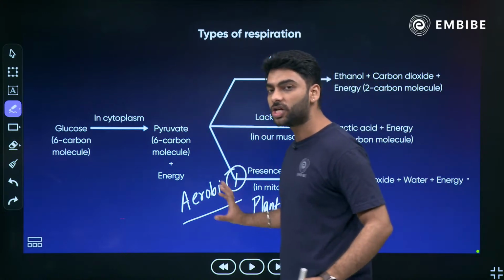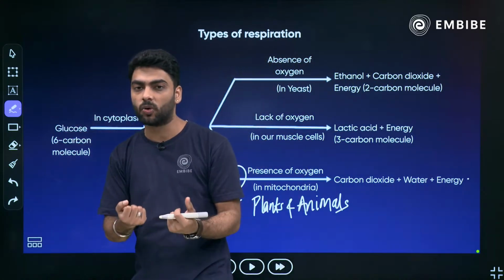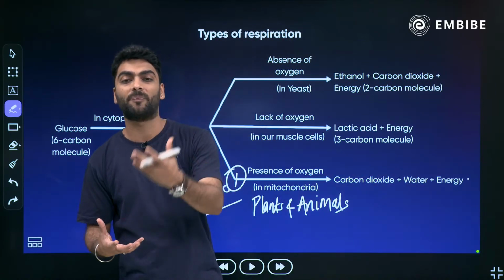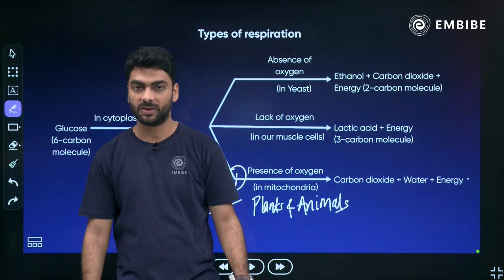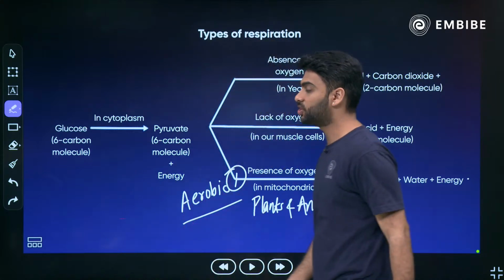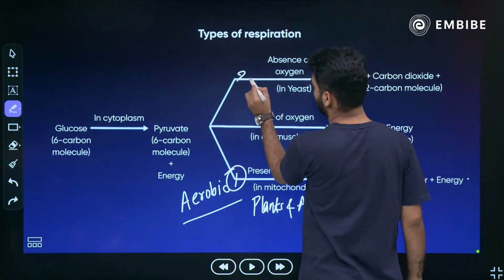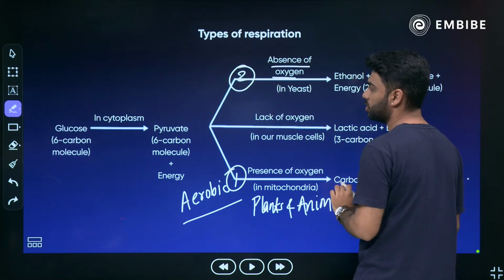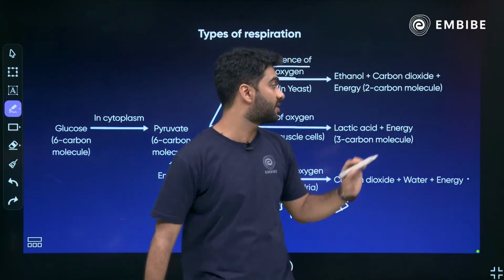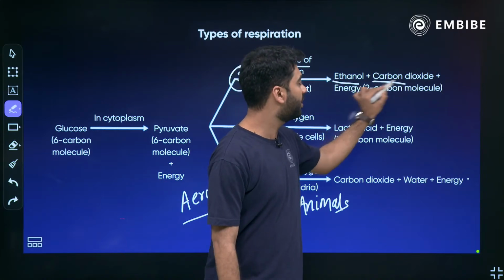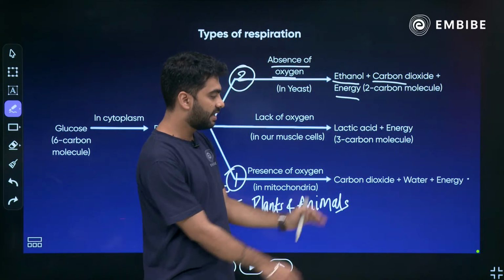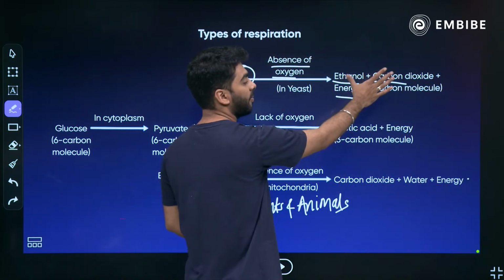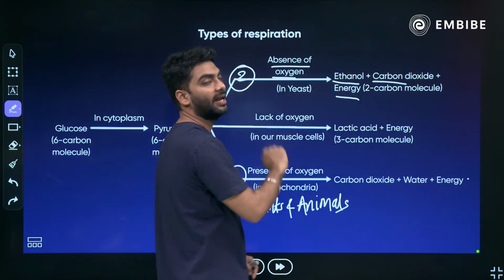जब ऑक्सीजन की मदद से ग्लूकोज ब्रेक डाउन होके रिलीज करता है कार्बन डाइऑक्साइड, वाटर एंड एनर्जी, उसको मैं बोलूंगा अपना एरोबिक रेस्पिरेशन. The second type of respiration is anaerobic respiration. It is anaerobic respiration in the absence of oxygen when glucose releases ethanol, carbon dioxide and energy. See the difference. यहाँ पे हमारे पास है कार्बन डाइऑक्साइड, वाटर एंड एनर्जी. यहाँ पर हमारे पास है कार्बन डाइऑक्साइड, इथेनॉल एंड एनर्जी.